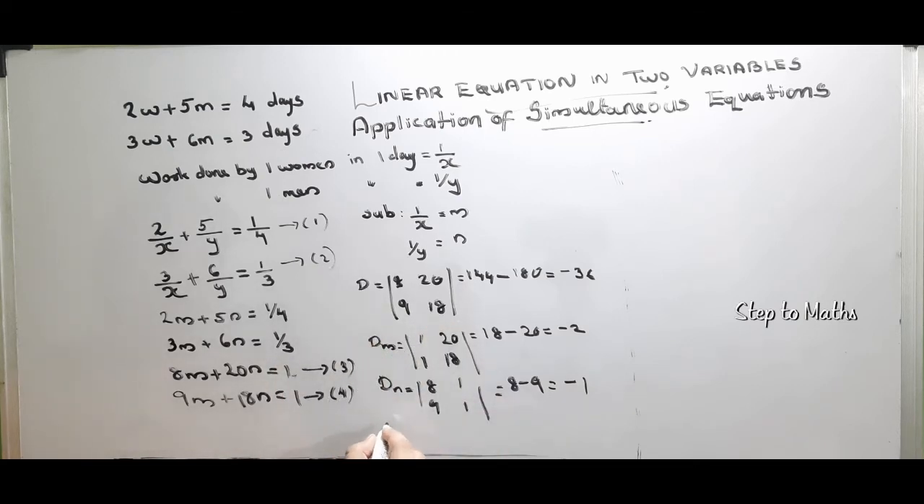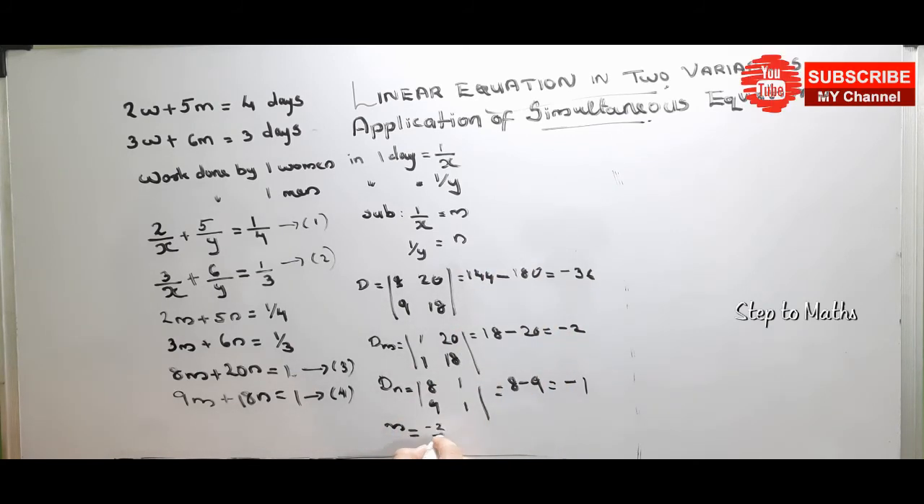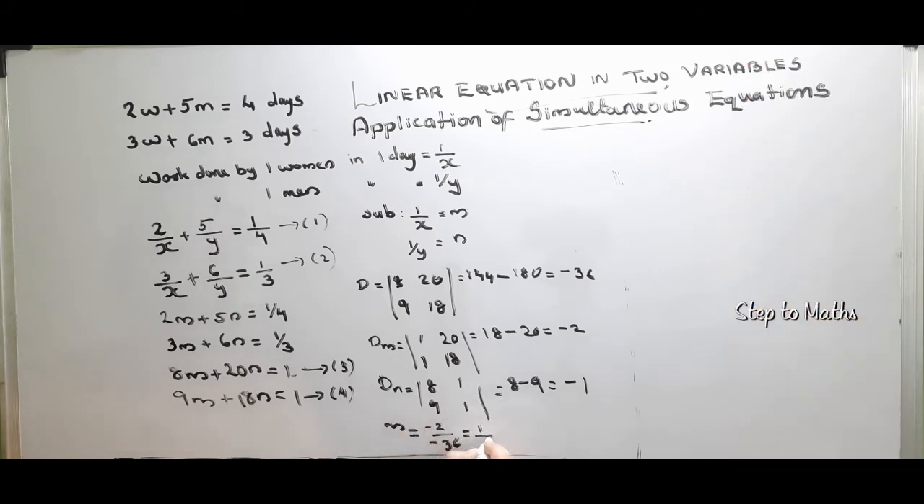Therefore m is equal to Dm by D, minus 2 by minus 36, that is equal to 1 by 18. Similarly, n is equal to Dn by D, minus 1 by minus 36, that is equal to 1 by 36. Now we get the values of m and n.